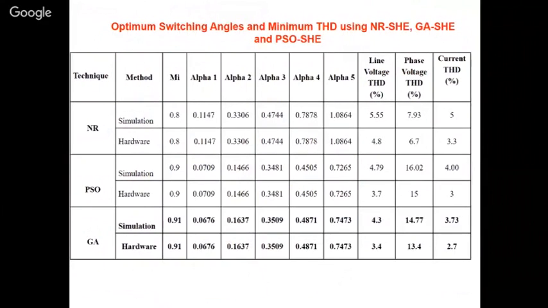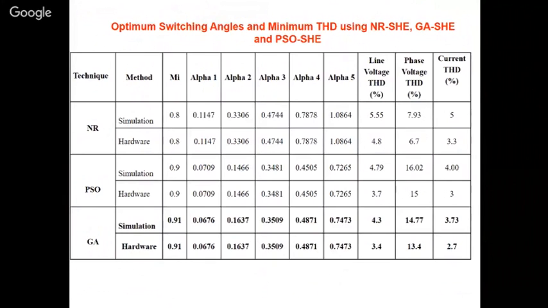We measured all the THD values, and the analysis was with Newton Raphson, GA and PSO. For me, PSO gave around 3, and GA gave 2.7 in hardware, so that was the best. But PSO gave me a limited running time, that is, simulation time. Simulation time was less for PSO and big for GA.